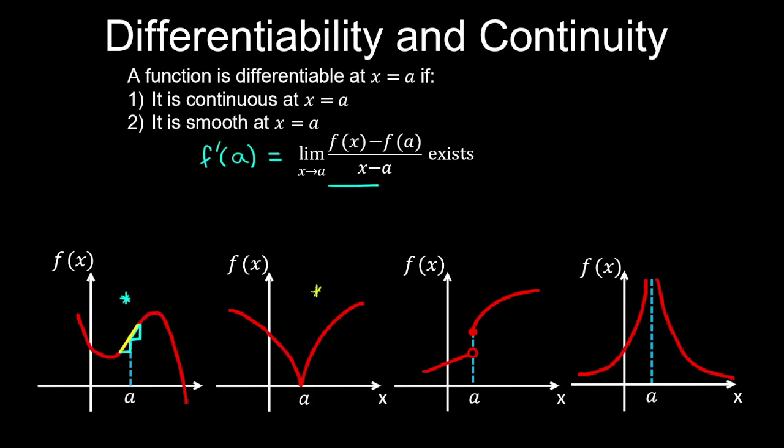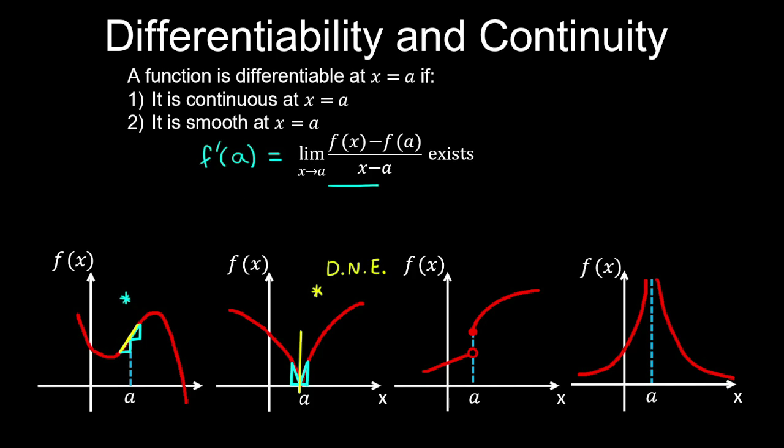Now for this function here, it's continuous, but it's not smooth. As x approaches a from the left, and as x approaches a from the right, you're going to have two different slopes. So as you can imagine, as x approaches a, the slope is basically going to be vertical. So in this case, the slope is infinite, regardless of whether the function is continuous. So the derivative does not exist in this case.